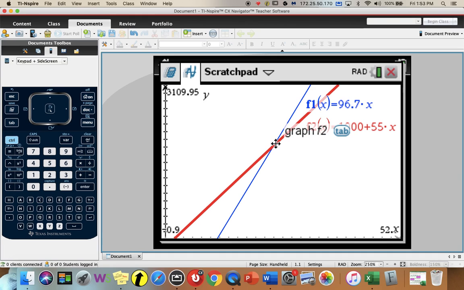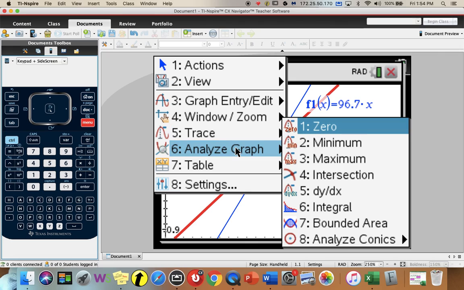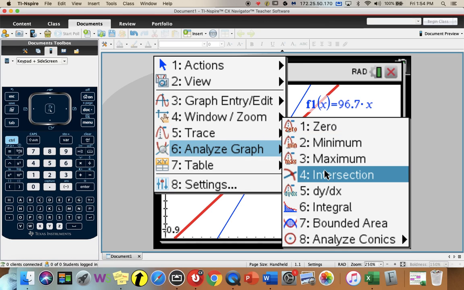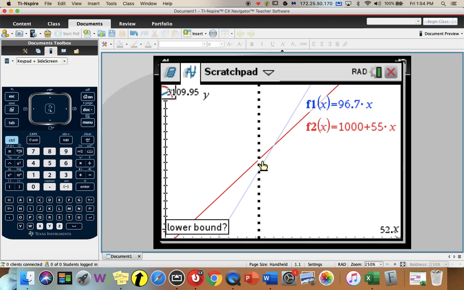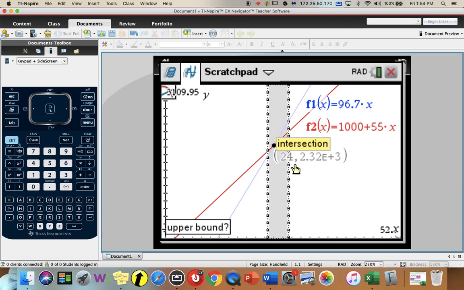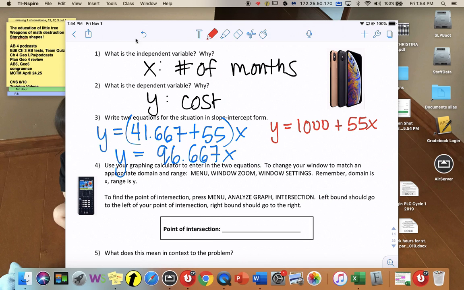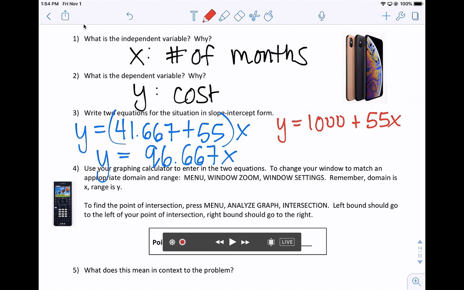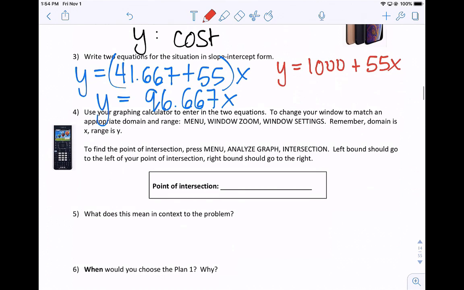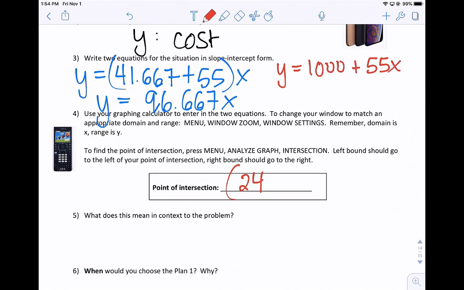To find that, there is a tool on our calculator to calculate the point of intersection. We go to Menu, Analyze Graph, and look for the intersection. Lower bound just means go to the left of your point, upper bound to the right, and there's the point of intersection. Let's write that down and talk about what that means. It's 24 and 2.32E3.